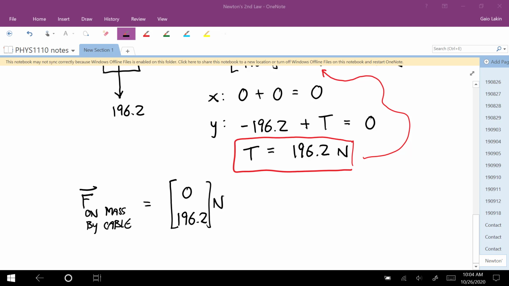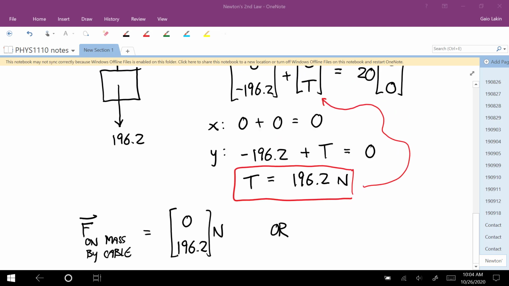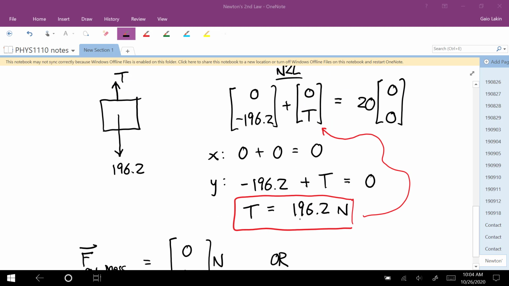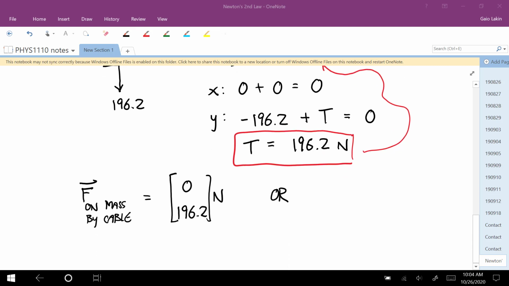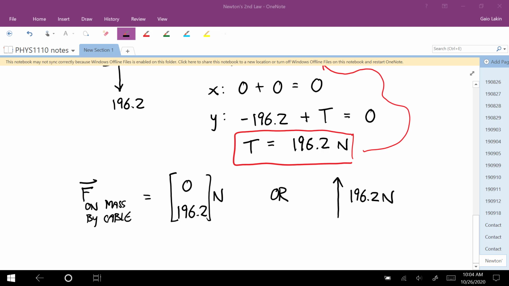Or another way you could think about it is we figured out that the magnitude is this. Look at the free body diagram. The force applied by the cable is pointing up. So you could think of this as a force going this direction with a magnitude of 196.2 newtons. And you should get comfortable with both of these ways of calculating those. There are different times when either one or the other might be the most useful thing for you, but those are both valid ways to give a vector answer.